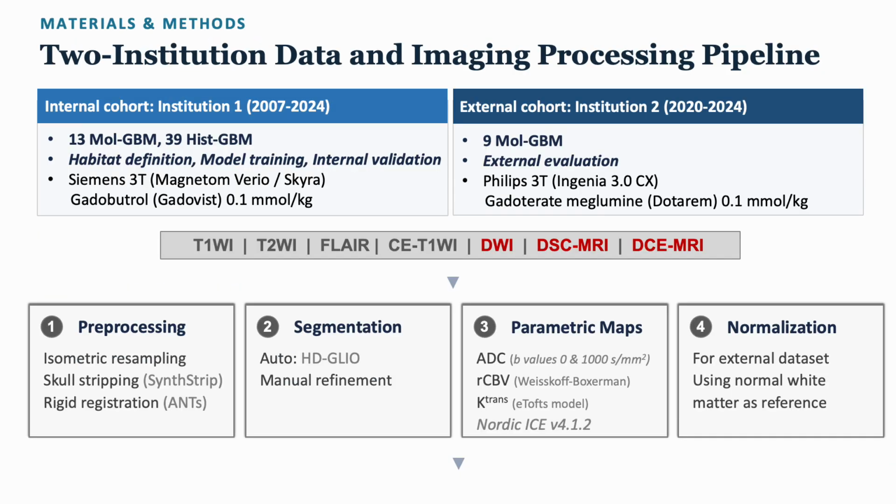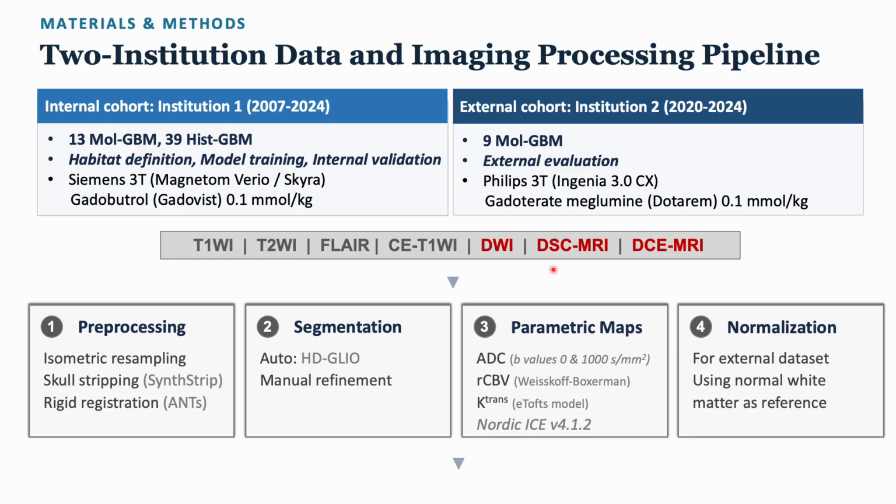We used data from two institutions. The internal cohort included 13 molecular glioblastoma cases and 39 histological glioblastoma cases, and was used for habitat definition, model development, and internal validation. The external cohort included 9 independent molecular glioblastoma cases.